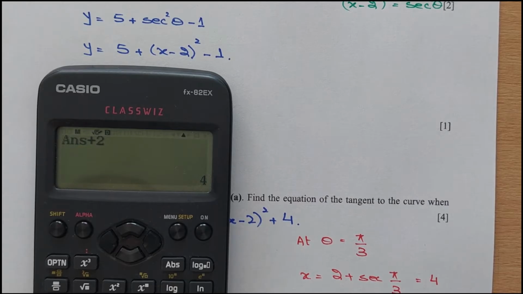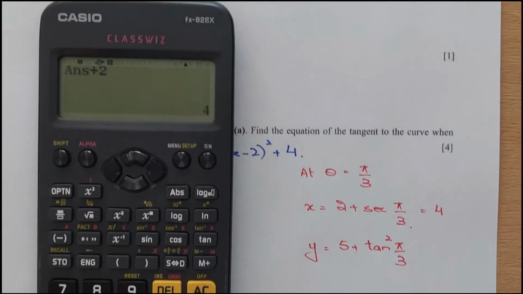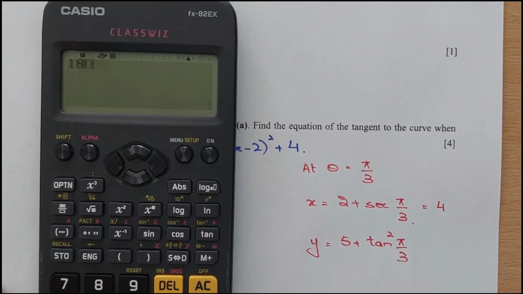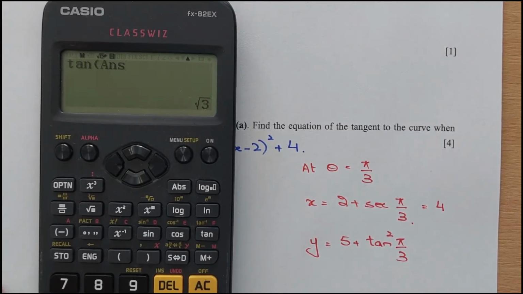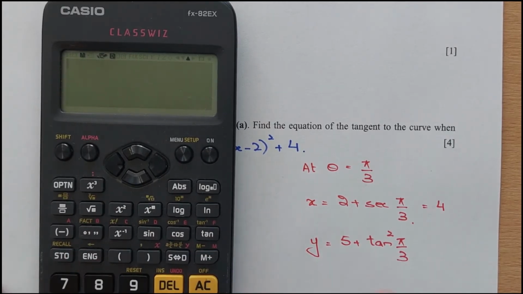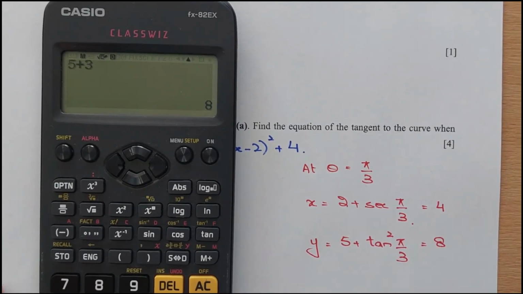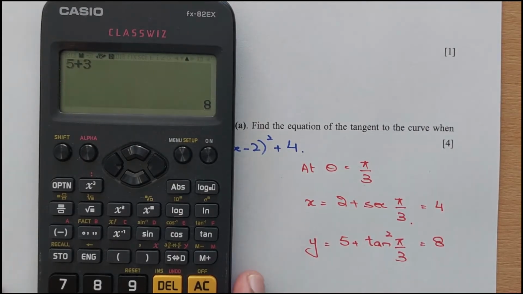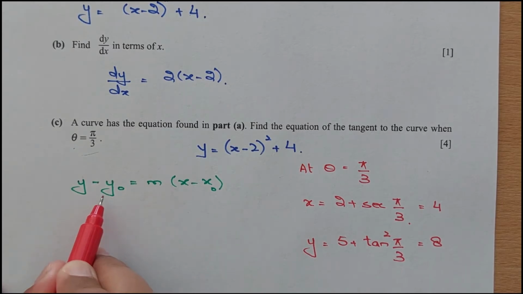And what is y? y equals 5 plus tan squared of pi by 3. Right. So pi by 3 we got is 60, let me double check. Yes. And tangent of 60 is square root of 3. The square of the square root of 3 is just 3. And 5 plus 3 equals 8. So the y value is 8. So when x is 4 and y is 8, these are the points x naught and y naught, right? x naught is equal to 4 and y naught equals 8.